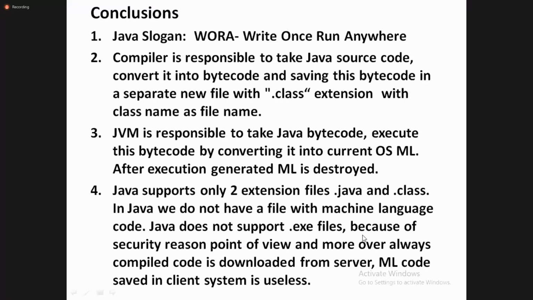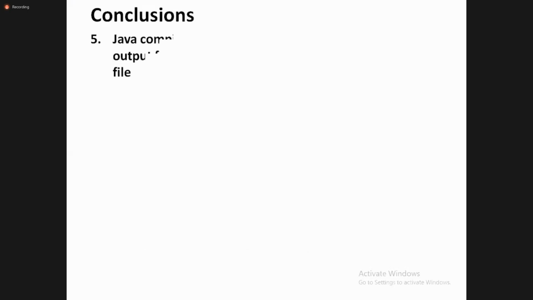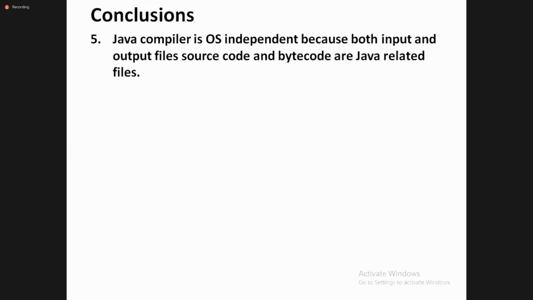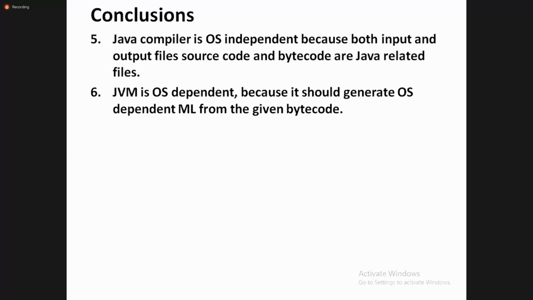Java doesn't support exe files, not only for security reasons, but moreover because compiled code is always downloaded from the server. Machine language code saved in the client system is useless, right? Generally people say security, that is a wrong statement. Next point, Java compiler is OS independent, because both the source code and the bytecode are Java related files. JVM is OS dependent because it should generate OS dependent machine language from the given bytecode.